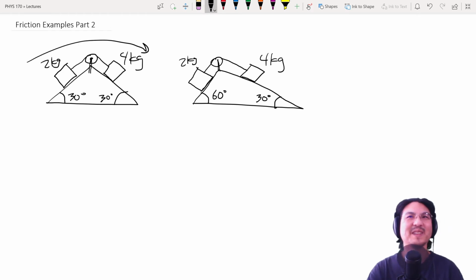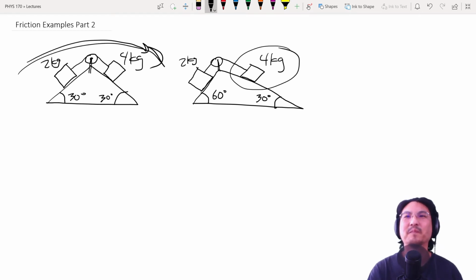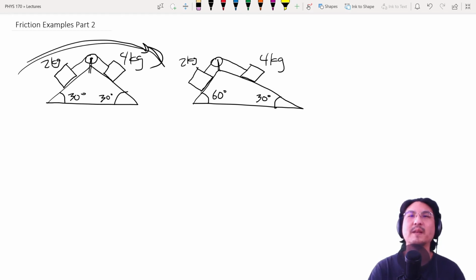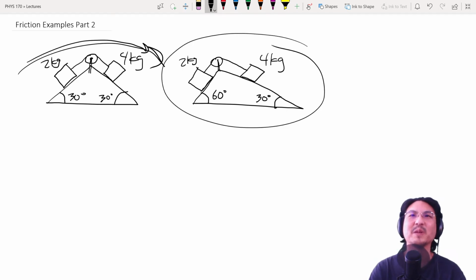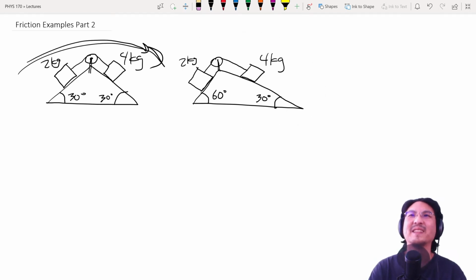Not sure, right? This side has more mass. So if they were the same angle, for sure they will go like this. If they were the same mass, then they will go this way because of the angle. But now I'm not sure which way. And why does it matter?